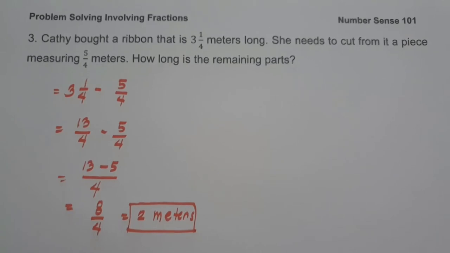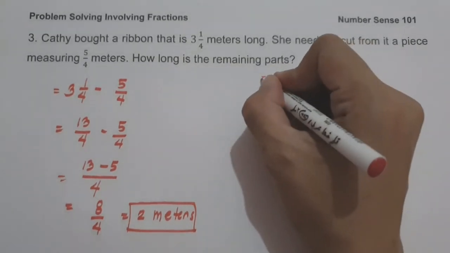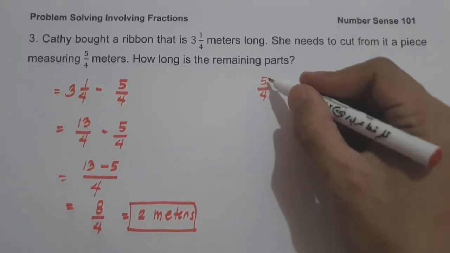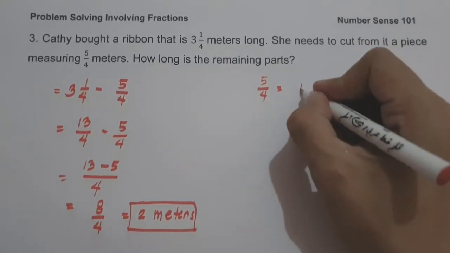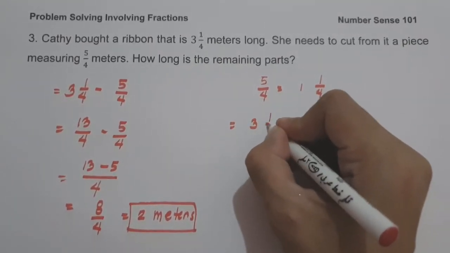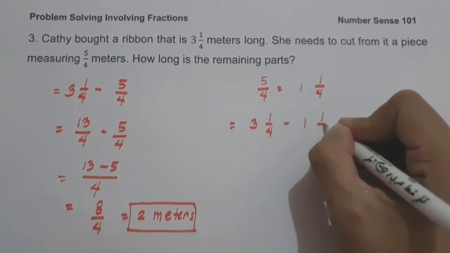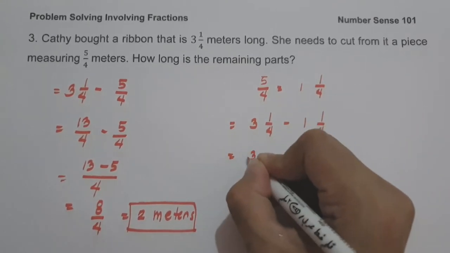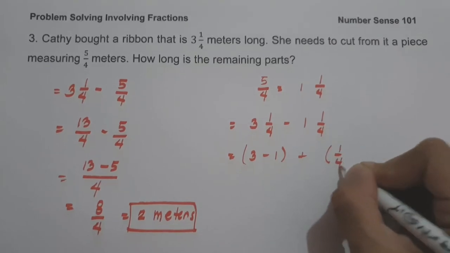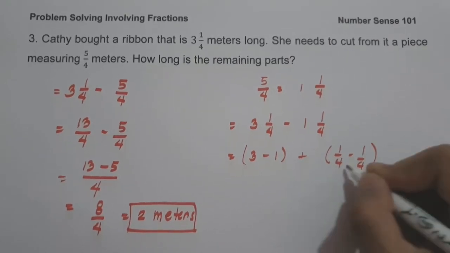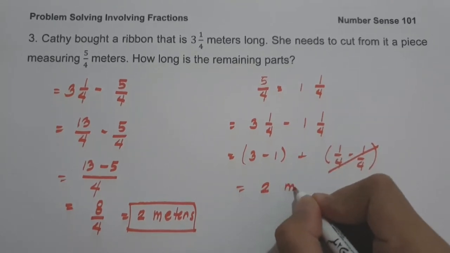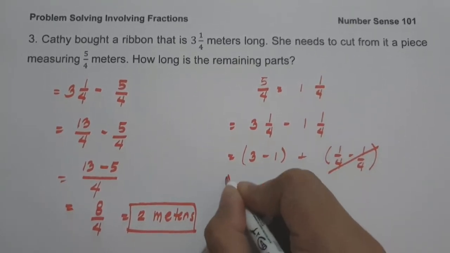The next solution that I'm going to show you: since 5/4 is an improper fraction, if we convert this into a mixed number, that is 1¼. So let us have 3¼ minus 1¼. Let us have 3 minus 1, and then 1/4 minus 1/4. So we are going to cancel this one. It will give us 3 minus 1, that is 2 meters. So we come up with the same answer.